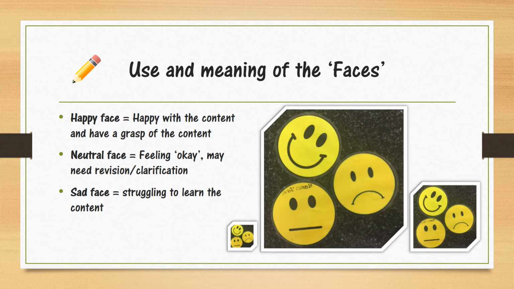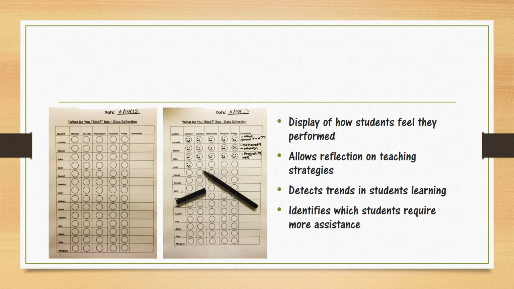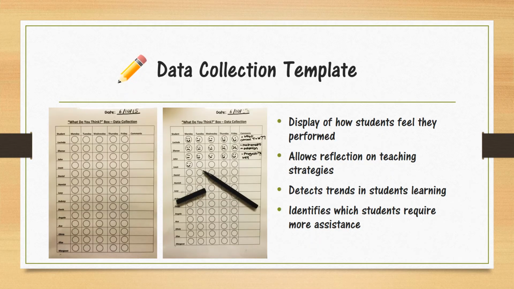of the lessons. The students will place their responses in the what do you think box at the end of each day. This allows for discretion on the student's behalf. The teacher will then collect this data by filling out the data collection template. This will give the teacher an overall idea of how the students have responded to the lessons that day and whether or not the current teaching strategies are working.